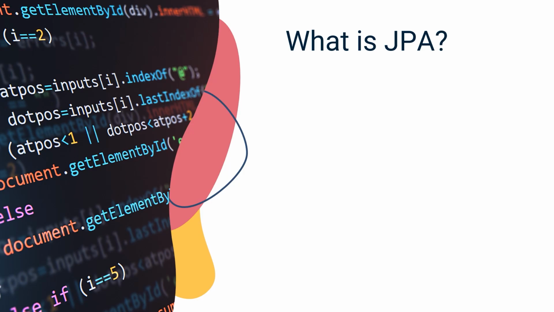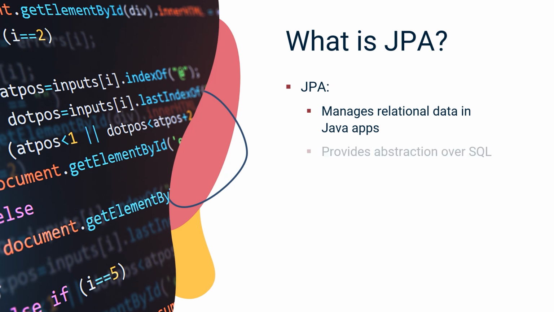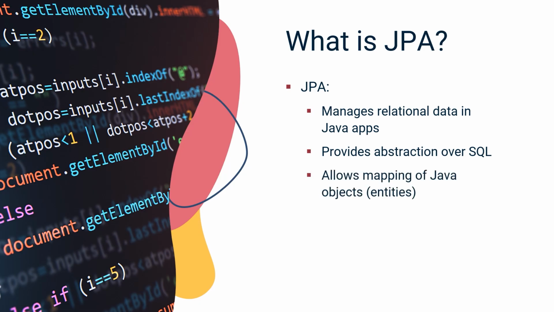So, what is JPA? The JPA is a specification for managing relational data in Java applications. It provides an abstraction layer over database operations, enabling developers to focus on application logic rather than boilerplate SQL and database management code. JPA allows you to map Java objects, known as entities, to relational database tables, making it easier to interact with data in a way that aligns with object-oriented programming principles.